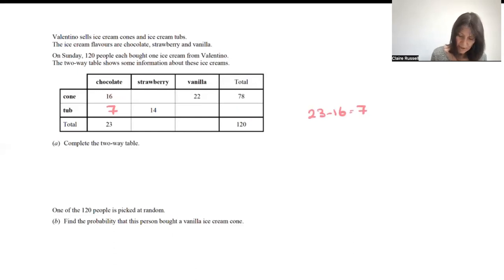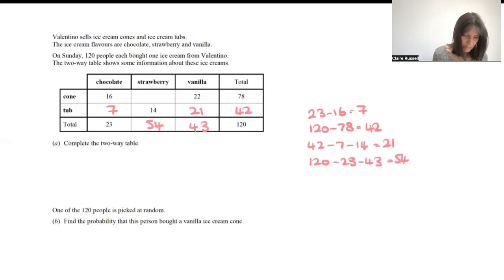Okay. So 120 take away 78 is 42. And then I'm going to do 42 take away 7 take away 14, which gets me that one. 21 plus 22 is 43. That gets me that one. 120 minus 23 minus 43 is 54, which would mean that has to be 40, and it's done. So the order that you do it in is just the order that you kind of see, and you just follow what goes with what you're seeing.